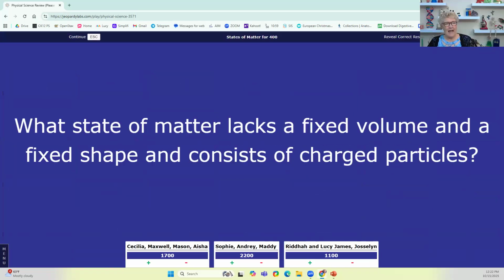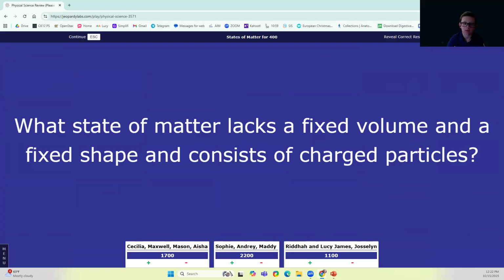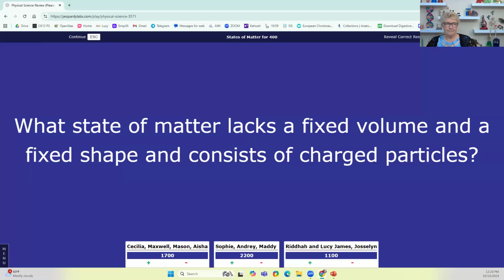States of matter 400. What state of matter lacks a fixed volume and fixed shape and consists of charged particles? Gas. Everybody agree? Maxwell, Mason, Aisha? Mason is saying no. All right, we're going to take gas.